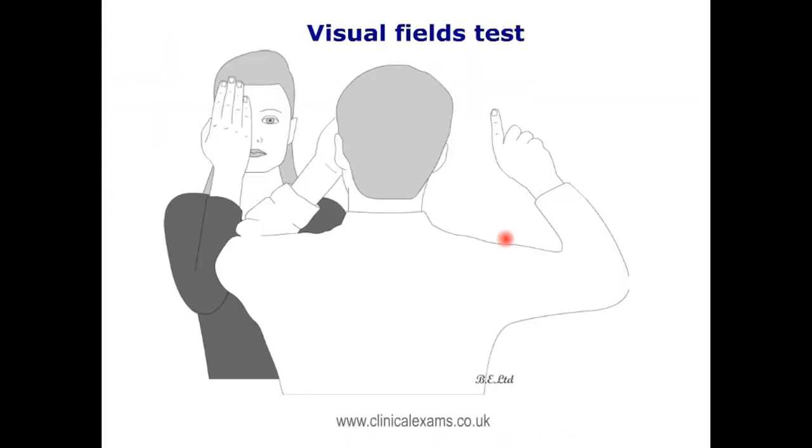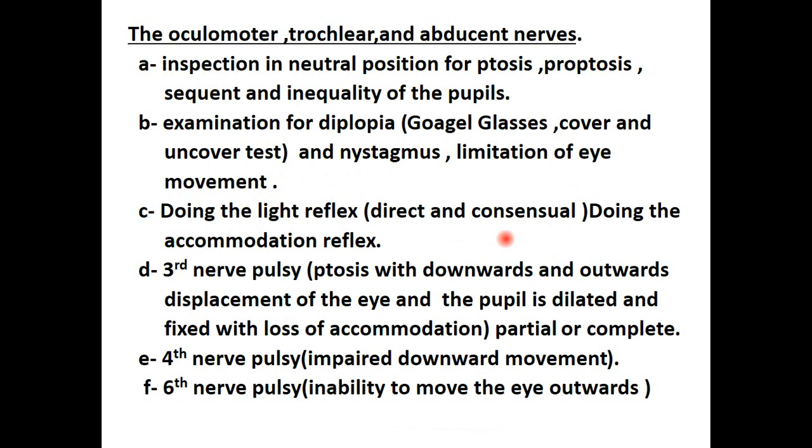The most important examination of the cranial nerves is the third, fourth and sixth: the oculomotor, the trochlear and the abducent nerve, because those cranial nerves supply the extraocular muscles. The extraocular muscles are the superior rectus, inferior rectus, medial rectus, lateral rectus, superior oblique, inferior oblique, and we also have the levator palpebrae superioris. These muscles are responsible for the movement of the eye during vision.